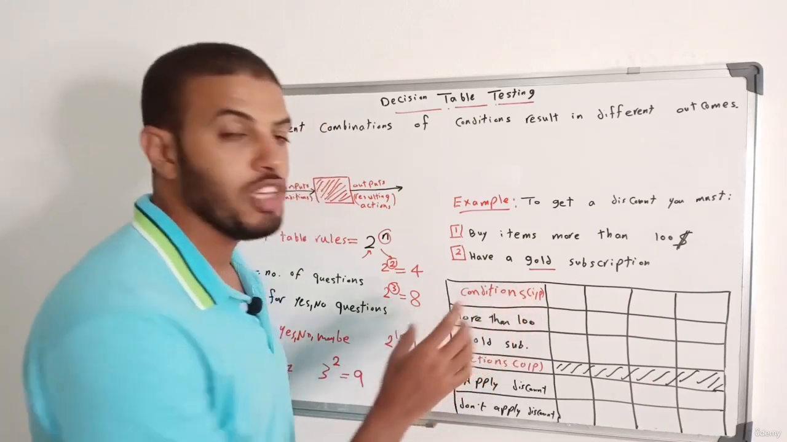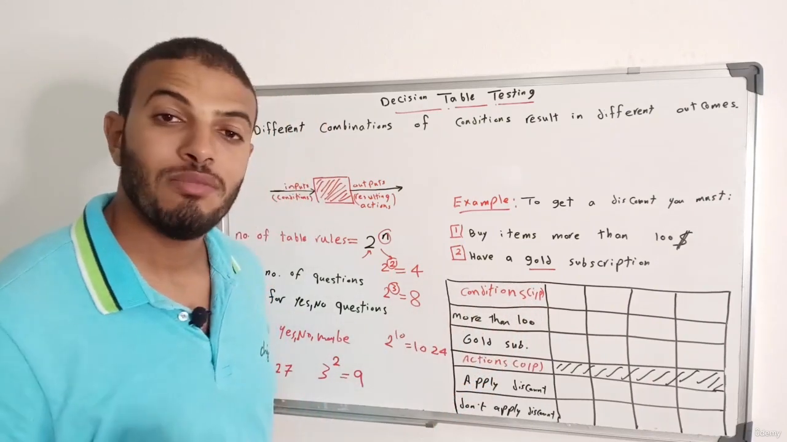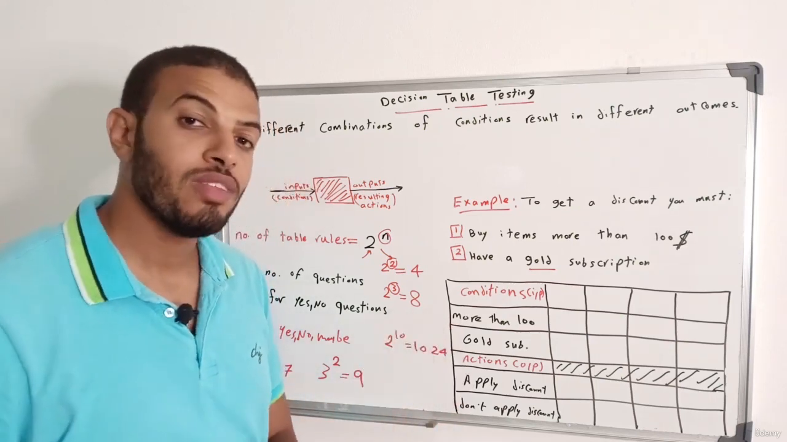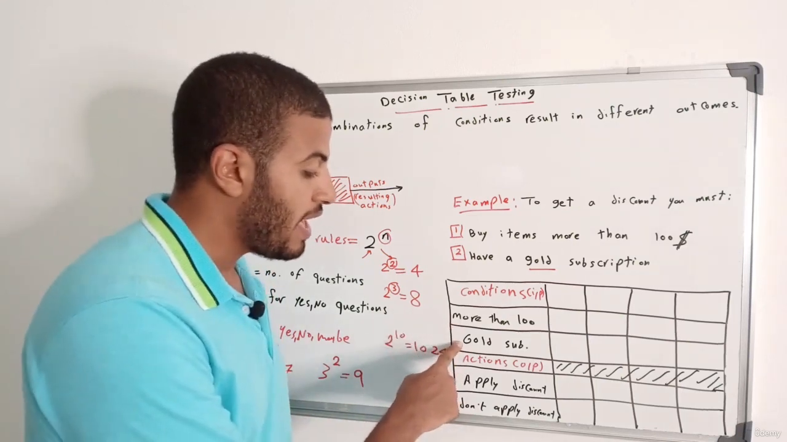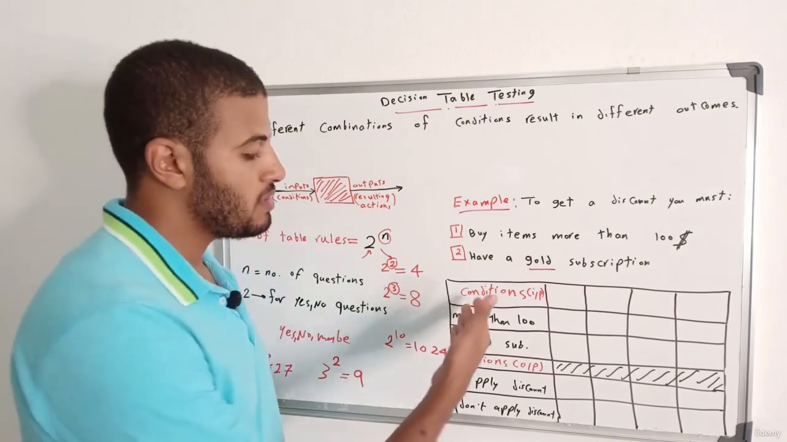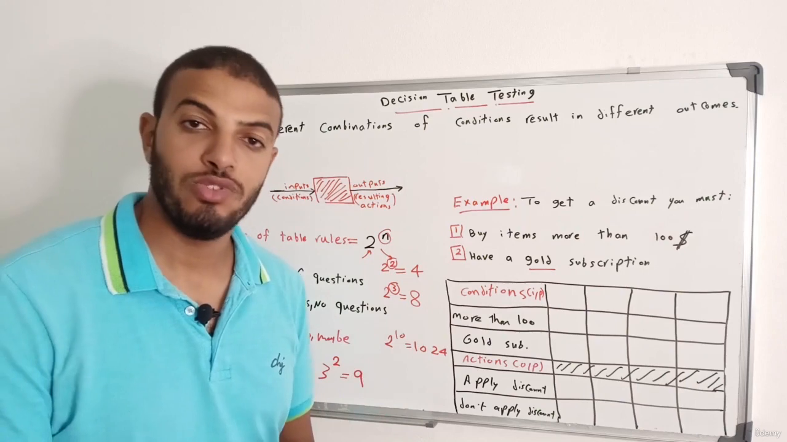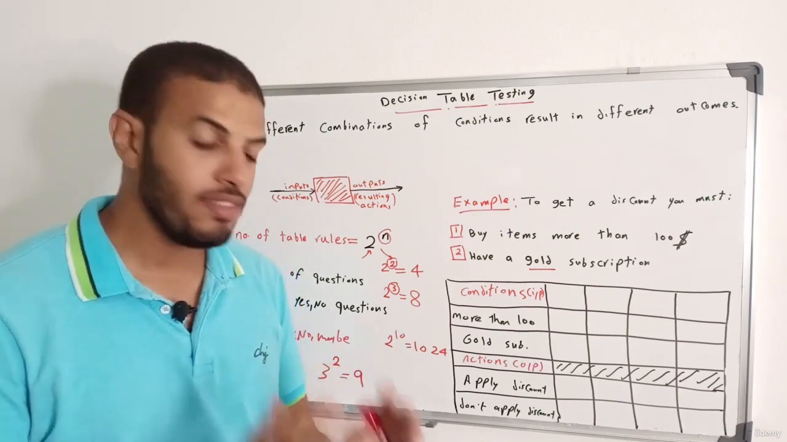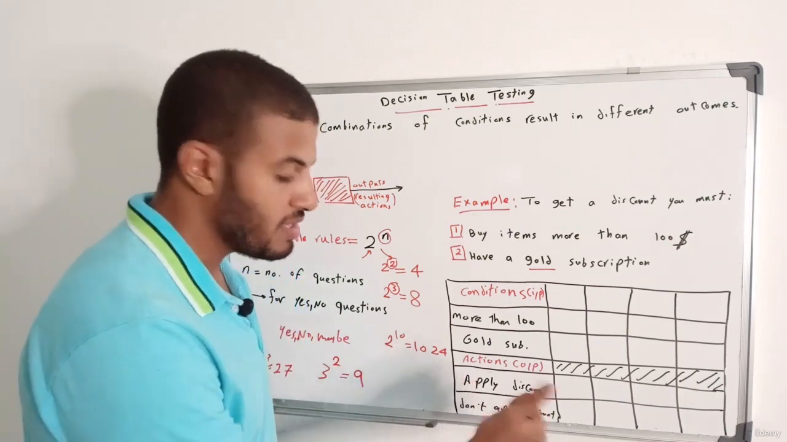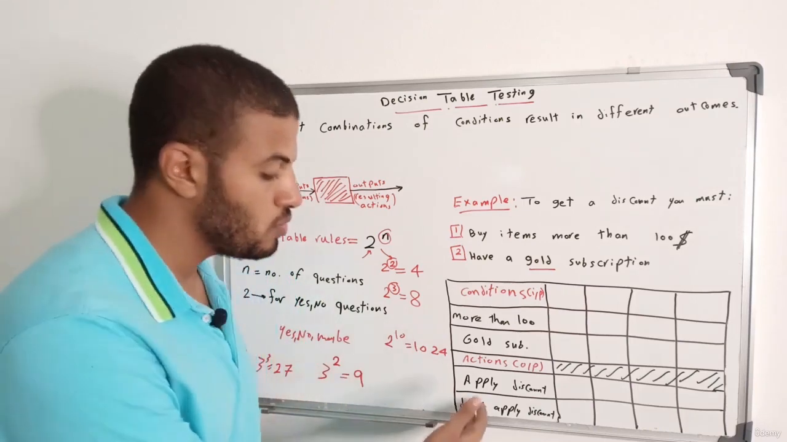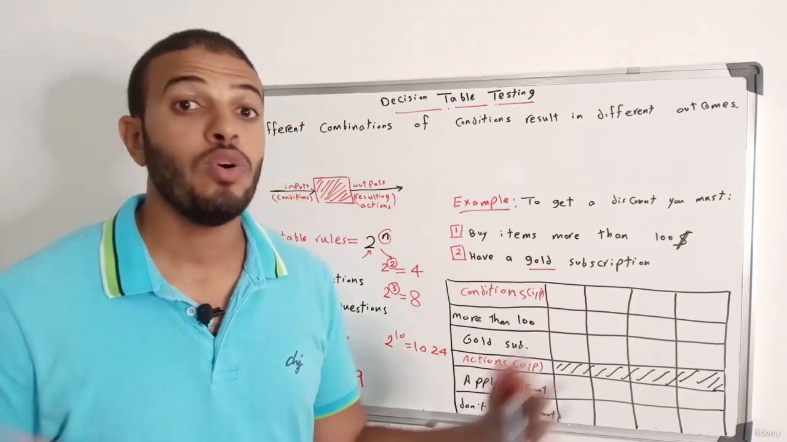First, we put our conditions or our inputs. What are the inputs? We may ask the person, did he buy items more than $100? And does he have a gold subscription? These are the conditions or the inputs in my system. And the actions or the outputs that will happen depending on these conditions are apply discount or don't apply discount, yes or no. These are 2 actions. They may be 3 or 4 or even 10.